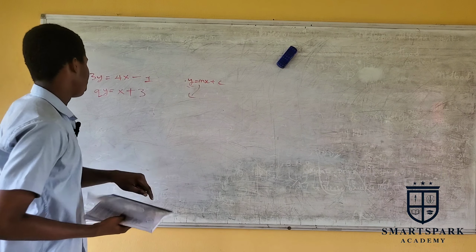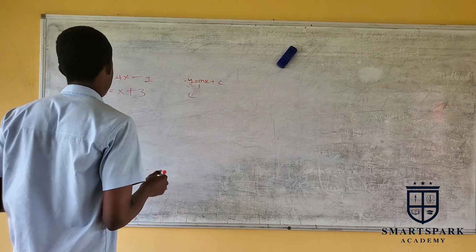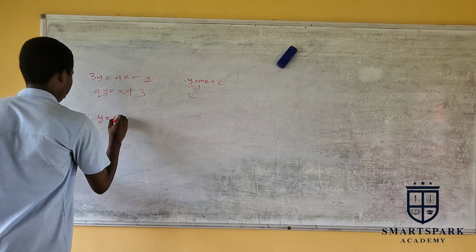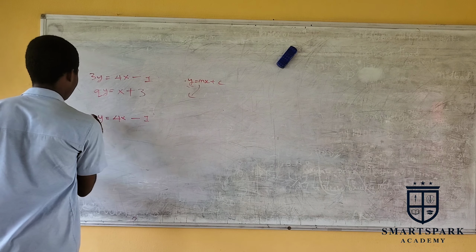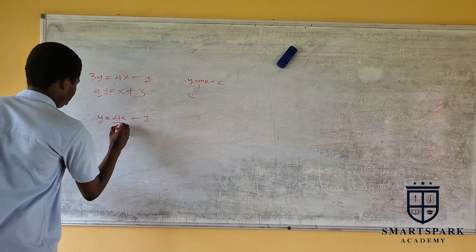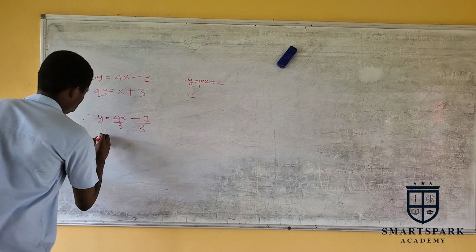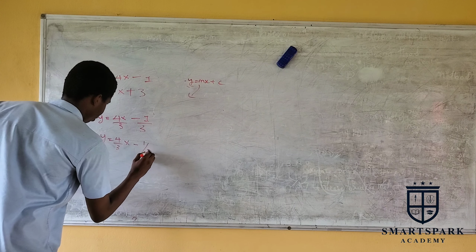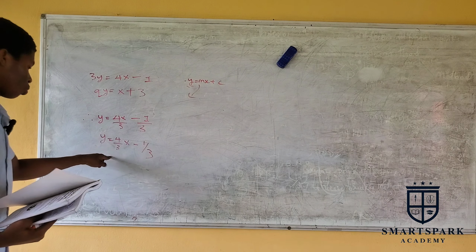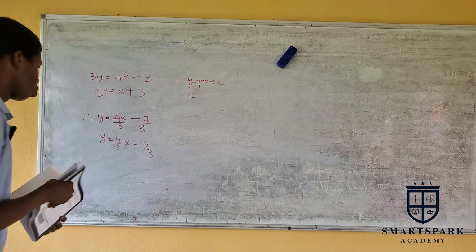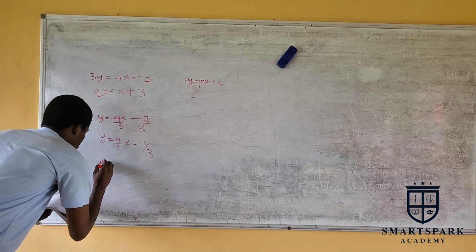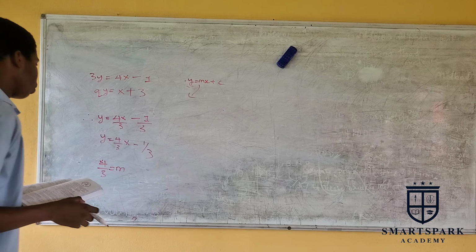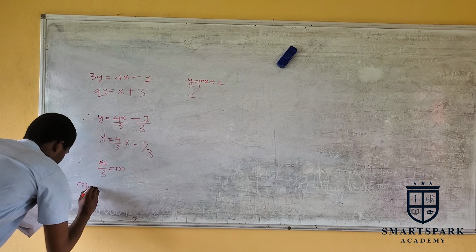So we want to find the gradient for this first one. Therefore, y is equal to 4x minus 1, and we are dividing by the 3 here, so this over 3 over 3. So now y is equal to 4 over 3 x minus 1 over 3. So this is the gradient. 4 over 3 is equal to m. Now, for parallel lines, m1 is equal to m2.